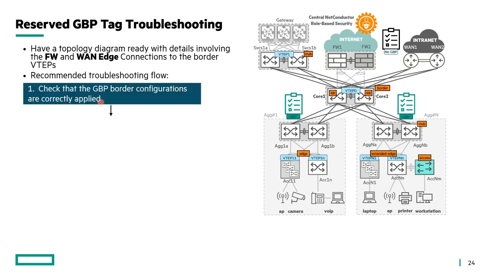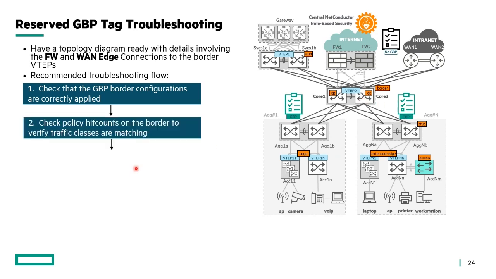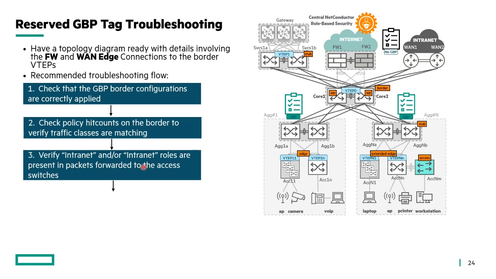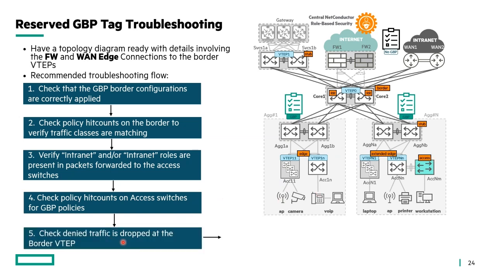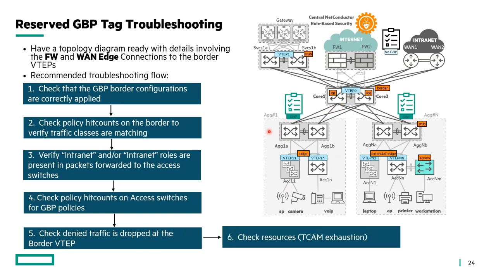And so the recommended troubleshooting flow. At the border, we want to check that the border configurations are correctly applied. We want to check the policy hit counts on the border and verify that the traffic classes are matching. You want to verify the internet and/or the intranet roles are present in the packets forwarded to the access switches from north to south and south to north. And you want to check policy hit counts on the access switches for GBP policies, and check that denied traffic is actually dropped at the border VTEP. And finally, check resources for TCAM exhaustion, as these features do use the TCAM.